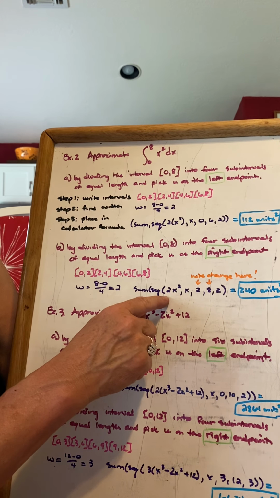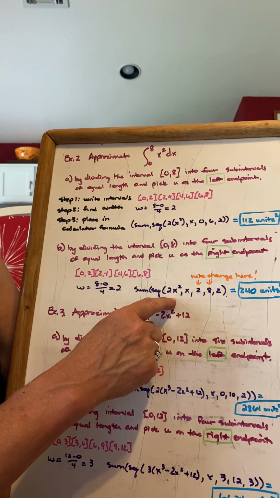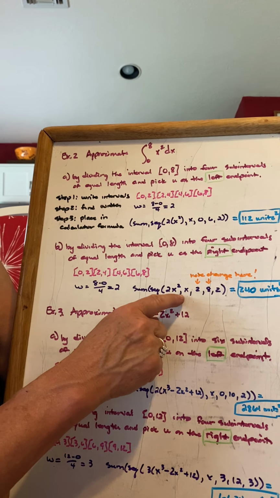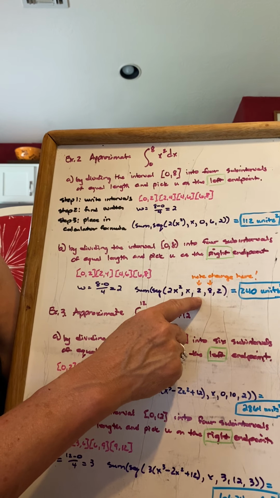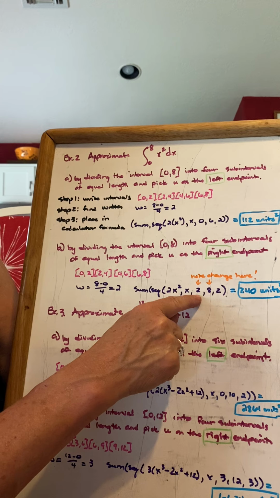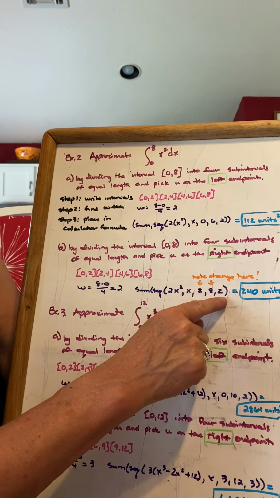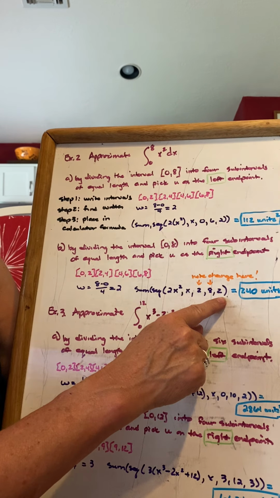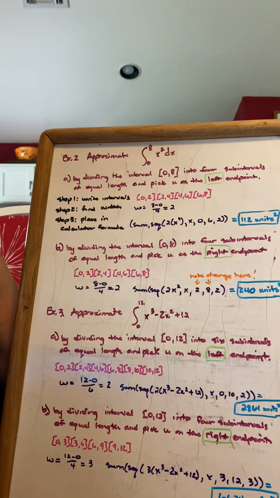Sum, sequence, parentheses, 2x squared. Because this is just an x squared, you did not have to have the parentheses on it, comma, x. Now this is where you changed. Note, change here. You're going from the right, so the right number in the first interval is 2. The right number in the last interval is 8. The last number is 2 because that's the width. You punch in the calculator and get 240 units squared.